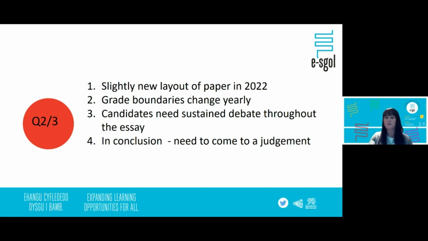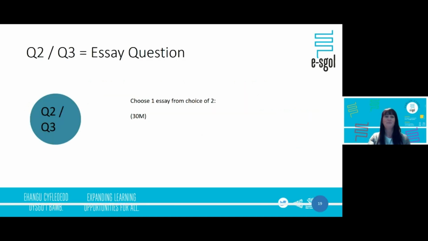The fourth thing they wanted to make clear was that in conclusion, you need to come to a judgment. If your question has a judgment that is required in it, you will have to give that judgment. Sometimes judgments will come naturally all the way through the essay, but they will definitely need a judgment at the very end. And I'll explain that as we go through the style of the essays that we look at in a minute. Okay, so it is worth 30 marks, and we know now exactly what this question is. It's going to be an essay question.